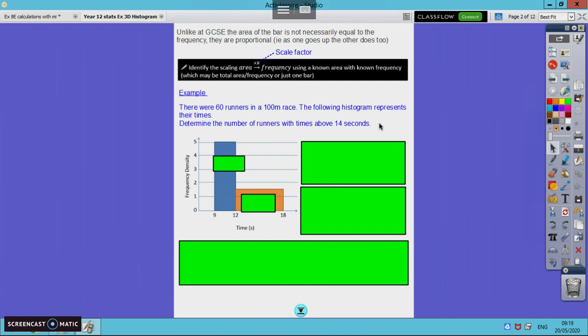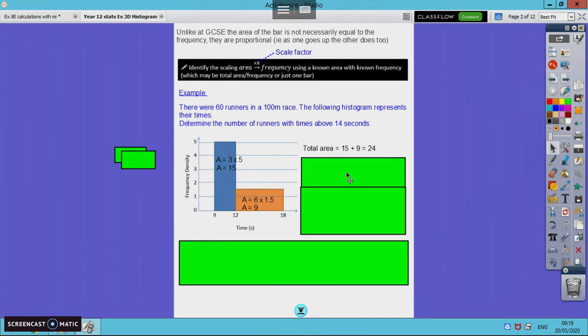Now, I've told you that K is not equal to 1, so the scale factor is not equal to 1. Firstly, we need to find that scale factor, so we need to find the total area of the histogram. Well, this gap here from 9 to 12 is 3, and the frequency density is 5, so the area of that bar is 15. Now down here, this width from 12 to 18 is 6, and the height is 1.5, so 6 times 1.5 is 9. So therefore the total area is 24.